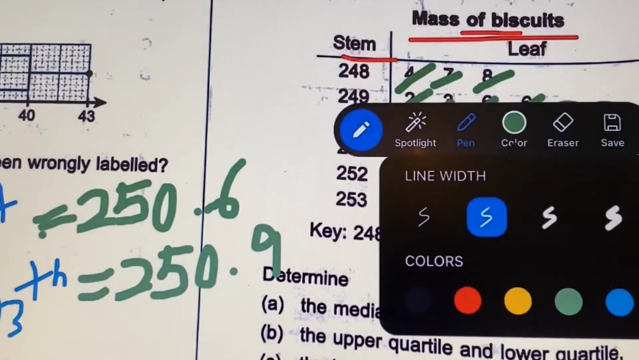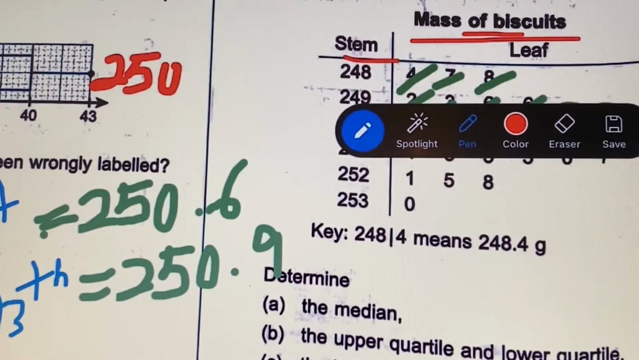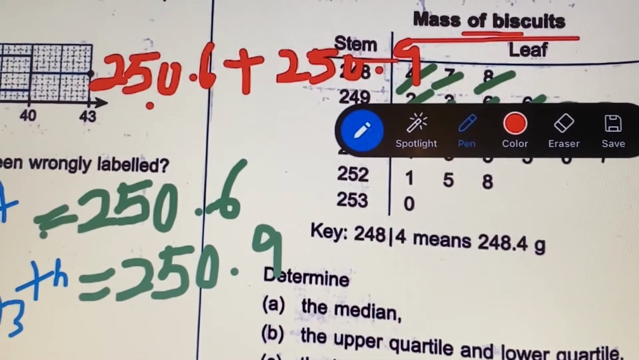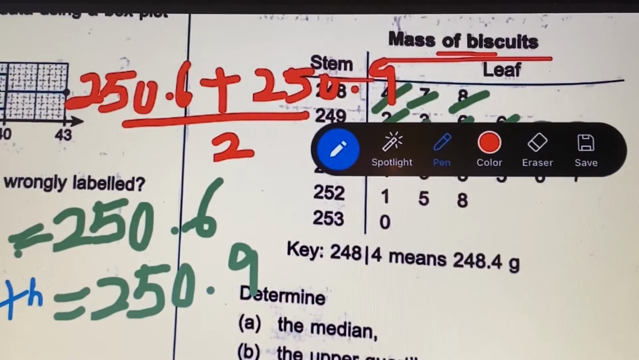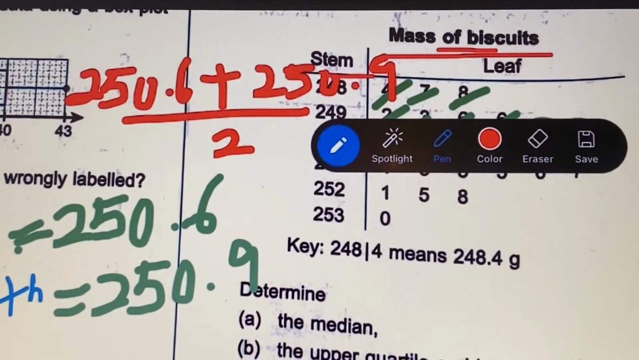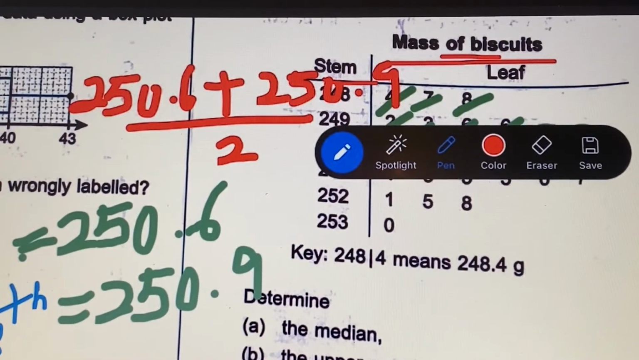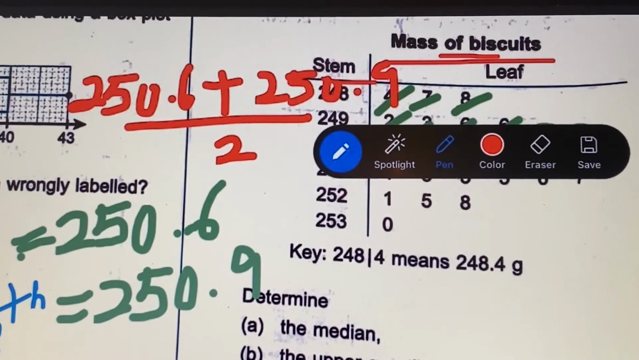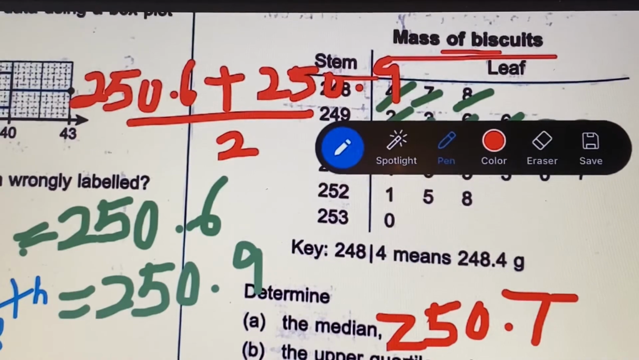So you take these two and find the average, meaning that you add them up. Let me write down. We will take 250.6 plus 250.9 divided by 2. Now you press your calculator. 250.6 plus 250.9. So what is the answer? You divide by 2. The answer is 250.75. Okay, that's how you find the median.